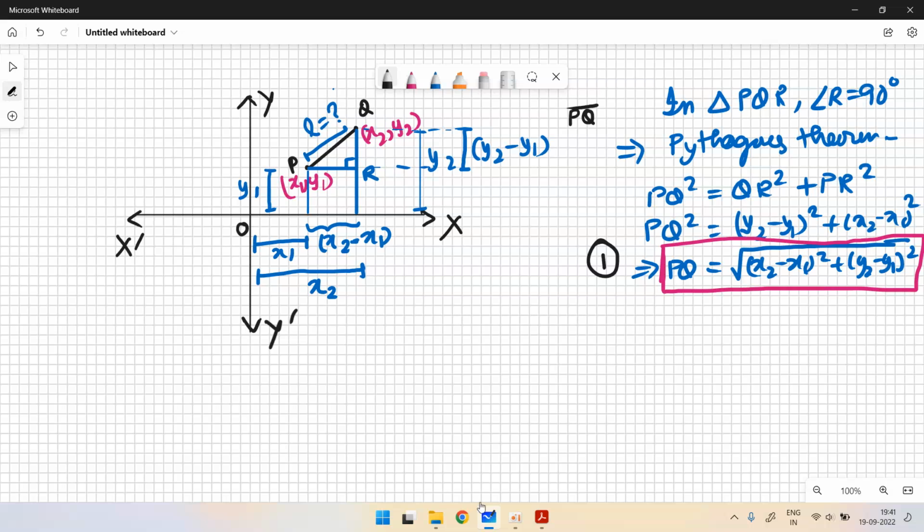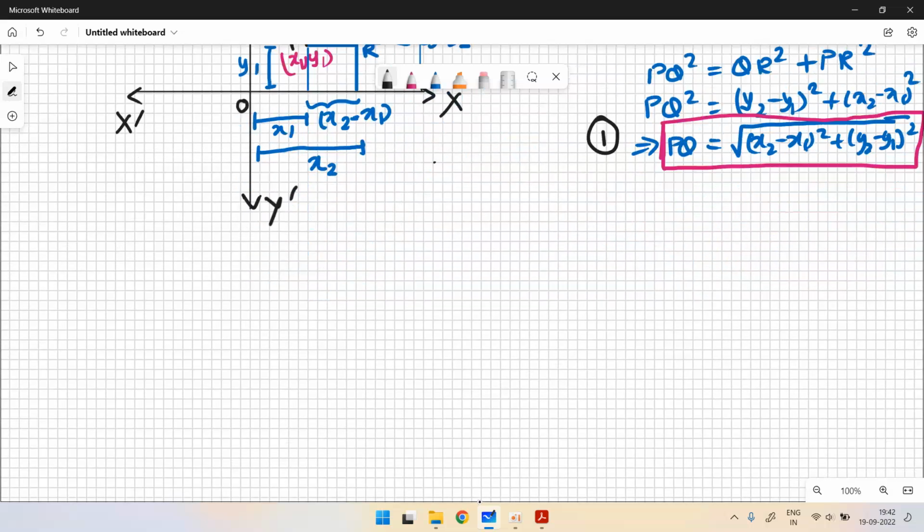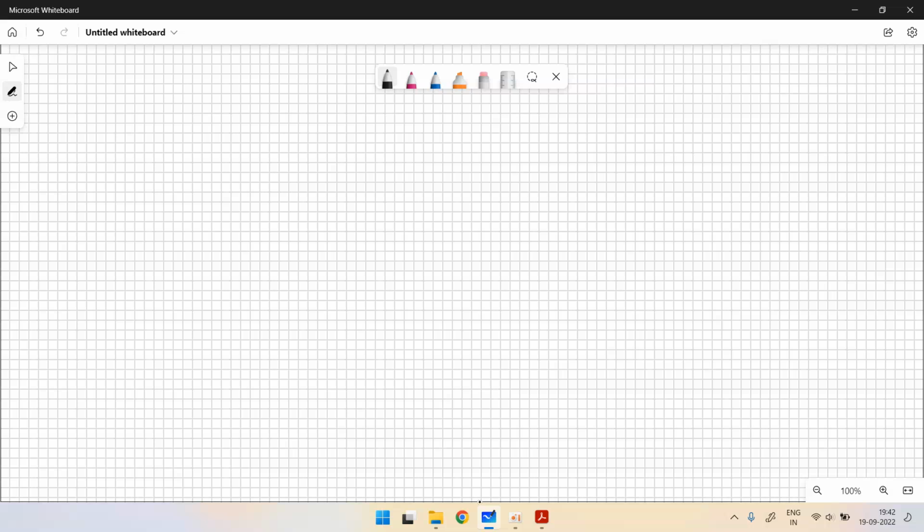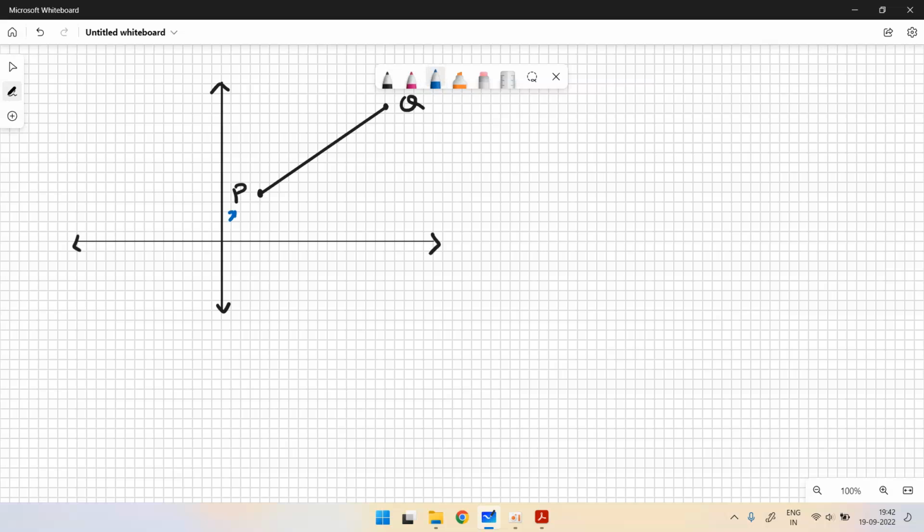In this way you can calculate the length between 2 points. So now next is, how will you calculate if a point divides a particular line in some ratio, what is the ratio of this? Let me draw this again. Again I am drawing the same figure, so this is your line segment. Again I am drawing point P, this is point Q, and the coordinates are x1, y1, and this is x2, y2.